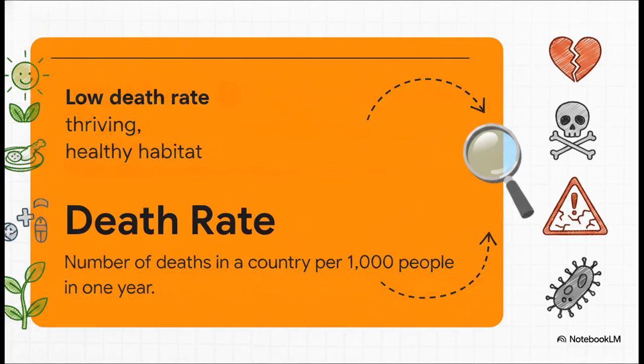So why does this matter so much? Well, a low death rate usually means you've got a thriving, healthy habitat. People have access to good food, good medicine, and they're living longer. But a high death rate, that's a glaring warning sign. It tells us a country might be really struggling with things like healthcare, disease, or just poor living conditions.